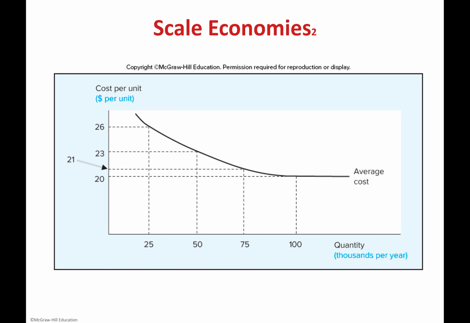Another way of looking at this is in terms of the average cost curve. So if you have scale economies, then as you increase quantity produced, and you can see that on the horizontal axis, your average cost per unit falls. And you can see that falling from 26 to 23 to 21 to 20.